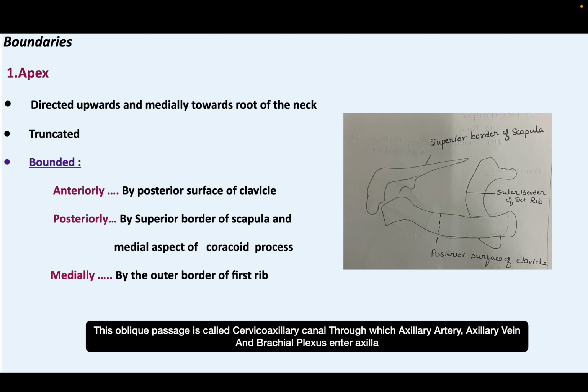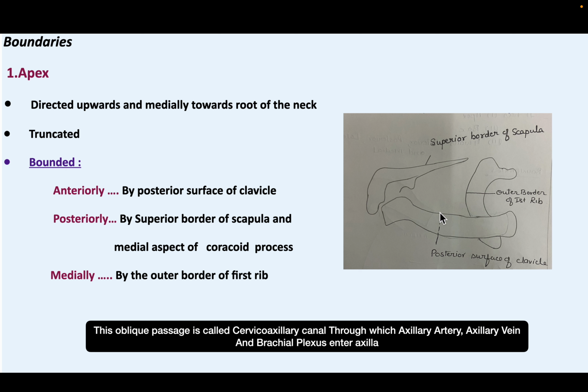Now coming to the apex, before that you should please see this diagram. This is the first rib, this is the scapula, this is the clavicle. So this apex is a truncated part which is directed upward and medially towards the root of the neck. So this portion is forming the root of the neck.